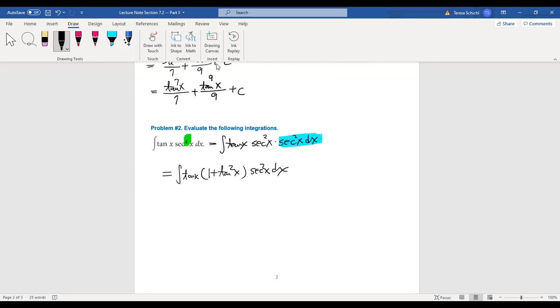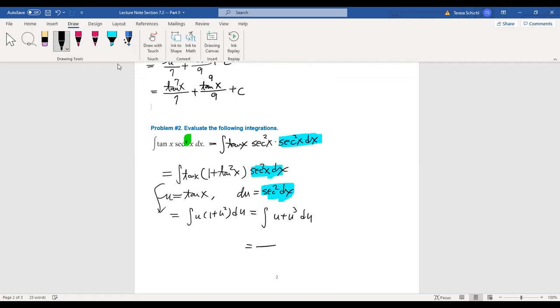Now this will be an easy one again. I say u is equal to tangent x. So what is the du? du is equal to secant square x dx. That's what is here. It's good, so my u-sub is perfect. So this will be u times 1 plus u squared du. See how simple the problem simplifies? So this will be u plus u cubed du, and then your final result is u squared over 2 plus u to the fourth over 4 plus c.